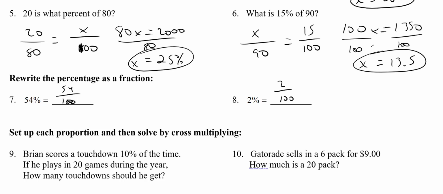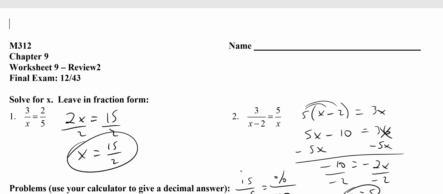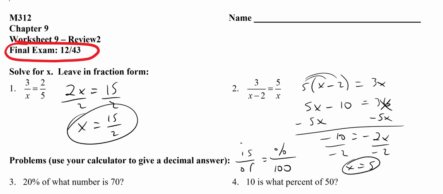Pretty easy. Oh, and I should mention here, really quickly, I know I didn't do that, but I did that on some of the other ones. Notice here, math fans, final exam, baby. 12 out of 43 questions. It's like 1/4 of the final is this review sheet. Okay, so make sure you know what you're doing.